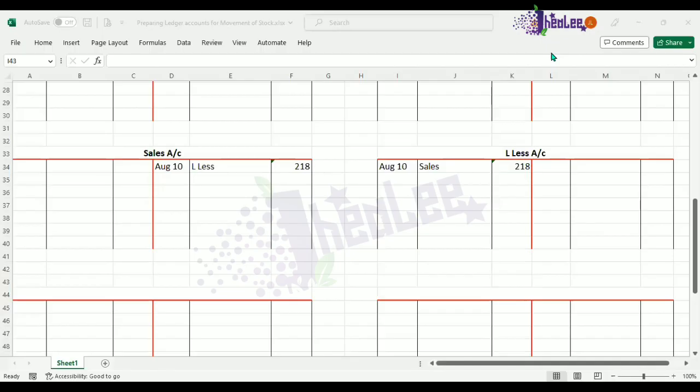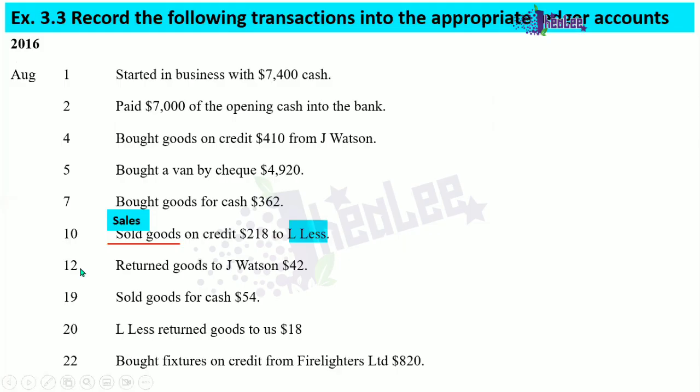Let's move on to the other transaction, and that is August 12, returned goods to J. Watson, $42. So we're seeing that the business is returning $42 worth of goods back to the supplier. In this case, the two items affected are return outwards and the person that we're returning the goods to, which is J. Watson. Returns outwards account should be credited because the goods are going out, which is a reduction in the assets.